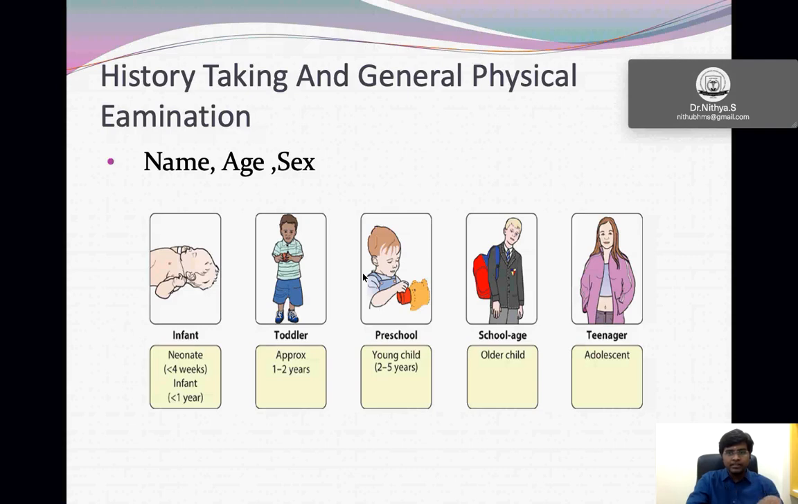For example, hemophilia is going to be present only in a male child. So whenever you have a bleeding disorder in a male child, you think of hemophilia. Whereas if it's a girl child with a bleeding disorder, then you think of Glanzmann thrombasthenia or von Willebrand disease and other diseases causing bleeding manifestations. So name, age, sex is very, very important.